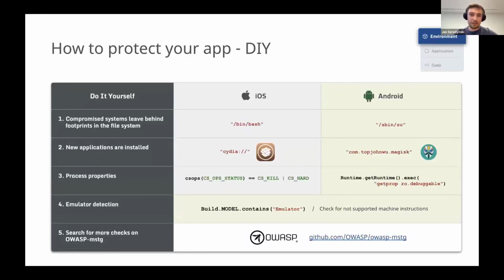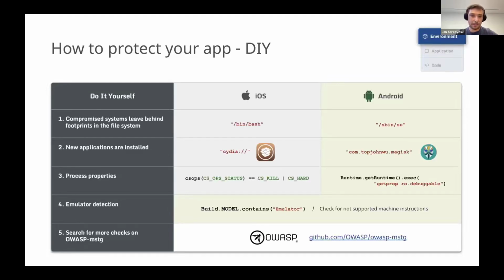Firstly, on both platforms, you can search for artifacts like files on the file system, or search for certain applications. On iOS, it's Cydia in most cases. On Android, it's Magisk. Also, you can check the process properties on both platforms. You can also check if you're running on an emulator. For that, you can check the name of the device you're running on, and if it contains the string emulator, it means we are probably running on an emulator. That's the easiest way to detect it.